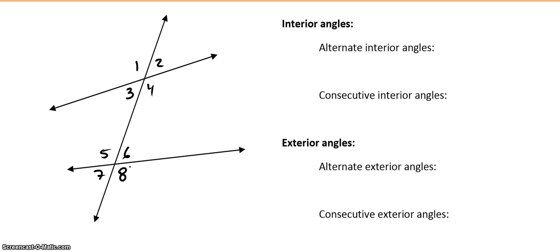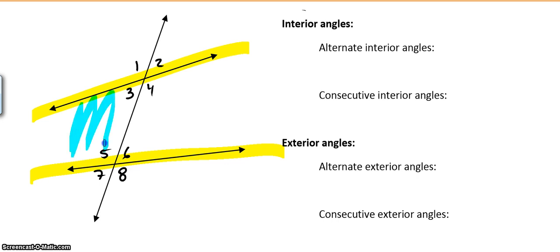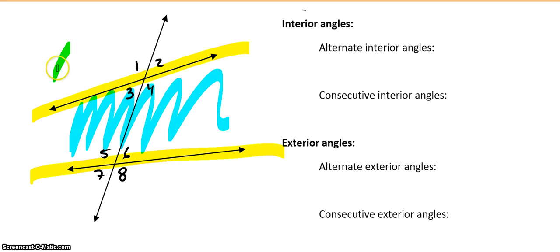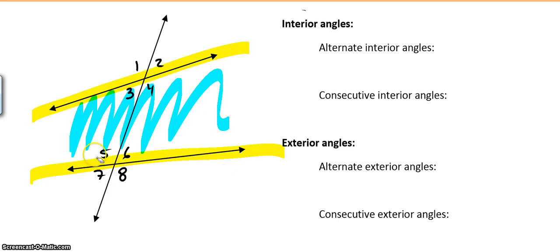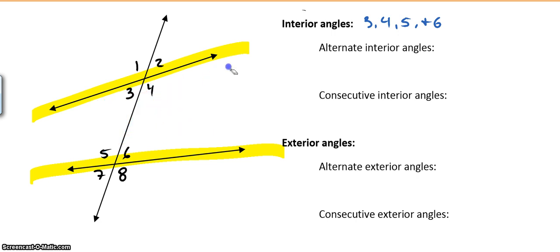Now, first thing I want to talk about for interior angles. Interior means inside. So I like to think of these two lines as what I call my sandwich lines. If this was a sandwich, which numbers would be inside the sandwich? And which numbers would be outside of the sandwich? So interior, we're going to focus on the numbers inside the sandwich. So my interior angles would be angle numbers 3, 4, 5, and 6.